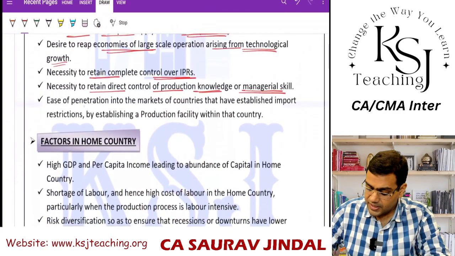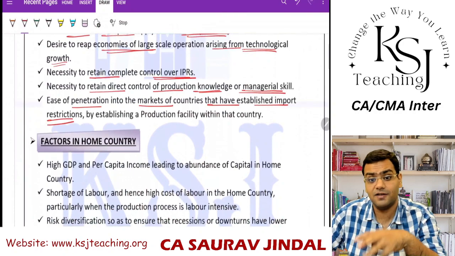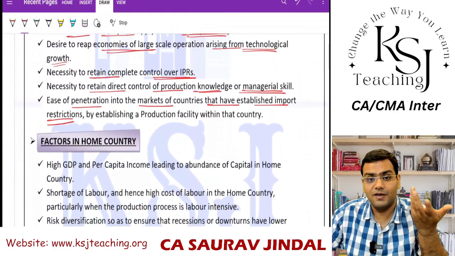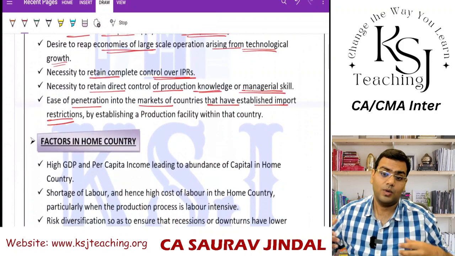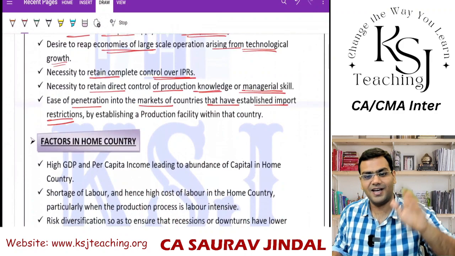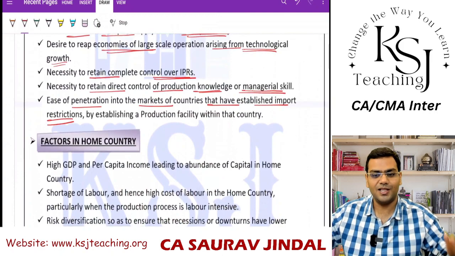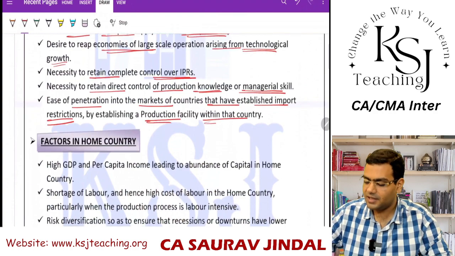Clear? The ease of penetration into the market of the countries that have established the import restriction. Now, if a country is having the import restriction, this is a very good alternative way. Invest in India, invest in that country, right? If you don't want to pay the tariffs, if you don't want the country to be charging huge tariffs, then what is the alternative? Sir, invest in that country. That is the best thing to get the entry to sell your products. Make the products in the country, sell the products in the country, enjoy by establishing a production facility within that country, right?